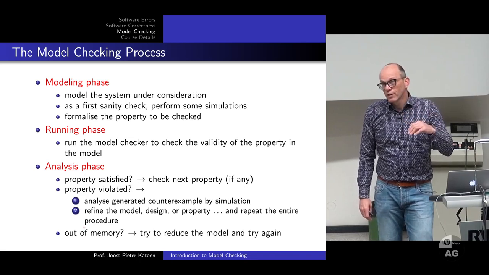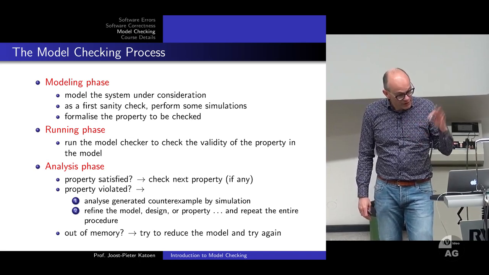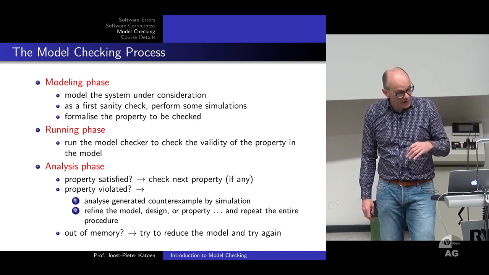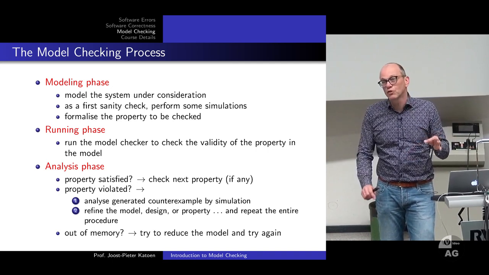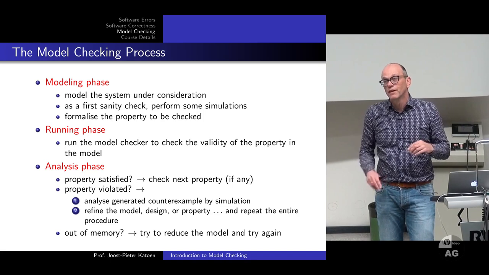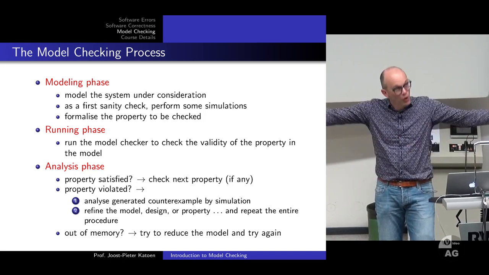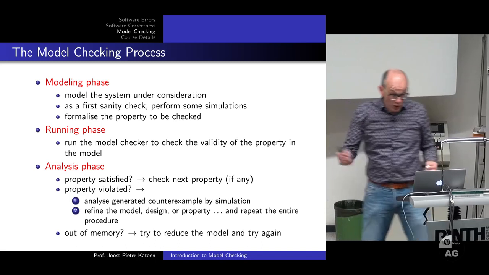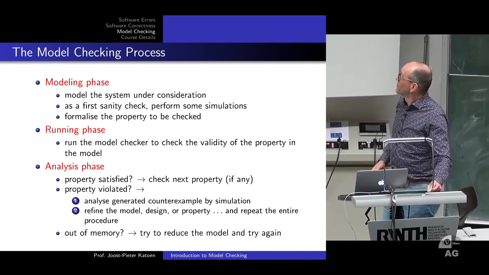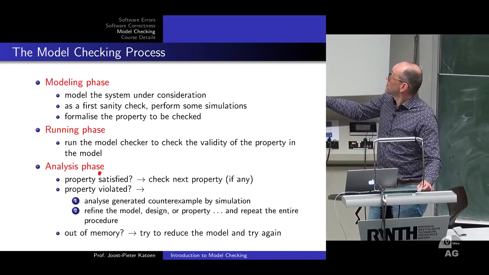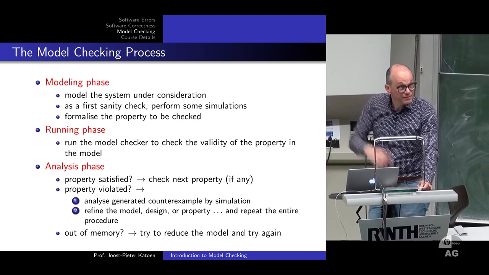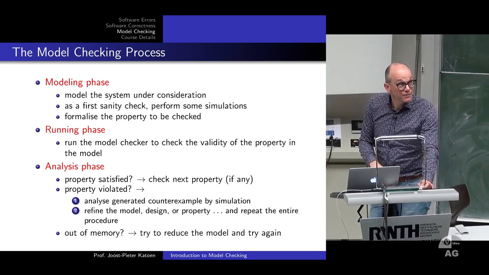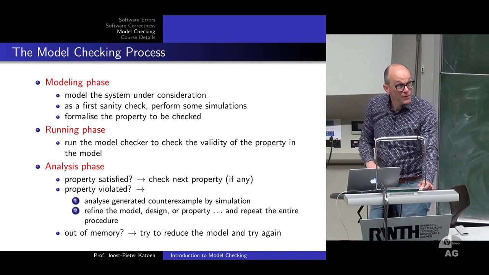I recently was giving a talk about model checking at Bosch R&D, and I told them, yeah, it's push button, but you need to know which button to push. I mean, typically it's not just one button, but you get a whole menu of buttons, and you have to know which button to push. But then the hard part is actually the analysis. If the property is satisfied, okay, fine. You can check the next property, if there is anything left.